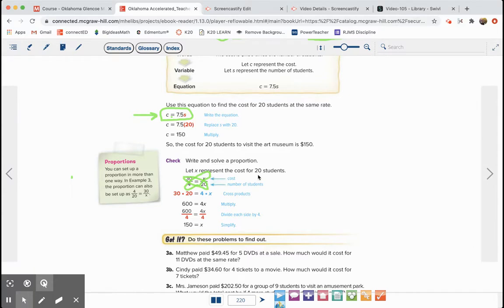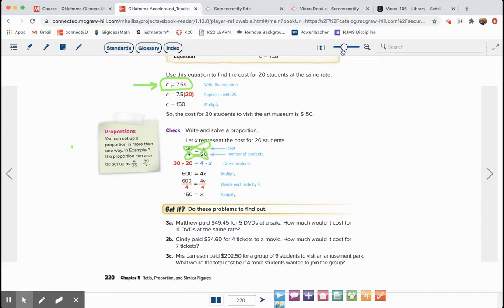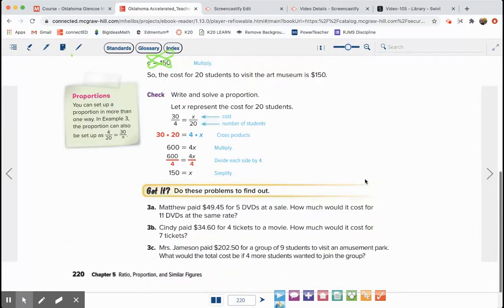So the hardest part on this problem is trying to make an equation. As long as you can go ahead and set up your proportions and solve, that's fine, but I still also want you to try to make an equation. So on these problems at the bottom, let me zoom in so you can read them a little better. I only want you to do 3B. Don't worry about 3A or 3C. You're only going to do 3B. So pause the video and try that, and then I'll go over it.